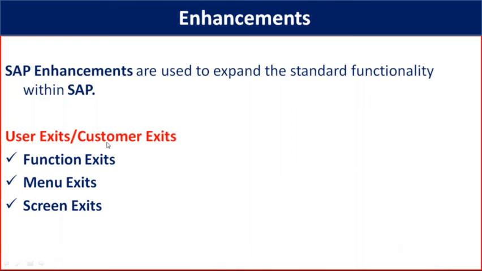User exits and customer exits are old enhancements. Only one-time implementation is possible. And then function exit, menu exit, screen exit are the types of exits actually. But function exit is very important. If an enhancement is there, definitely a function exit will be there. So all the code is written under this function exit only. This is a very important one.